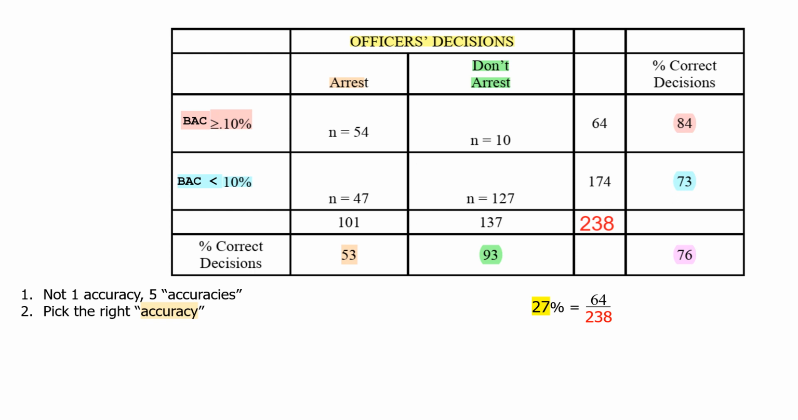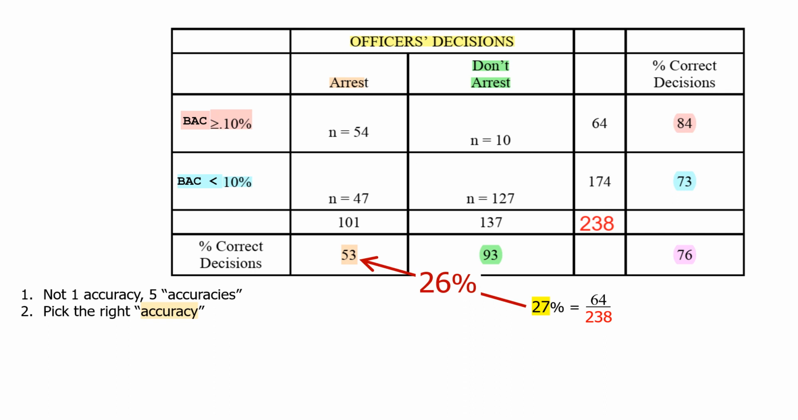This sobriety test did not create the orange accuracy of 53%. It changed the yellow control group accuracy into the orange arrest accuracy. It changed 27% into 53%. The sobriety test contributed 26% to the final accuracy.